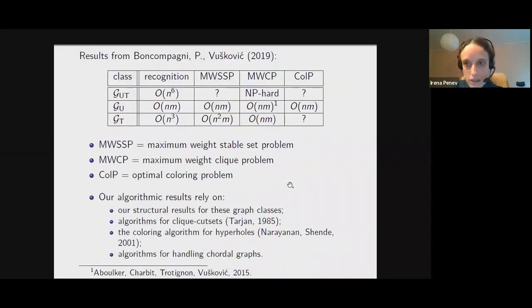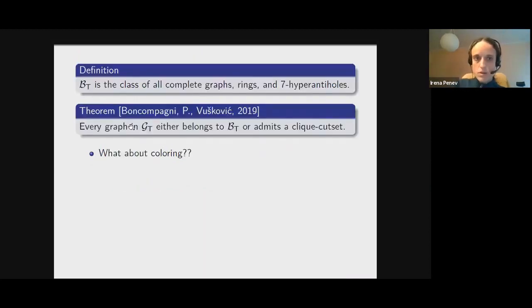And now I would actually like to draw your attention to one of these question marks, namely this. And so the question is, why is it that we didn't know how to color this class? Well, here's my decomposition theorem once again. This is my class GT, the class of graphs that may contain twin wheels, but no other Truemper configurations. We had a decomposition theorem for it. So we were either basic or admitted a clique cut set. Basic meant either complete or a ring or a 7 hyper antihole.